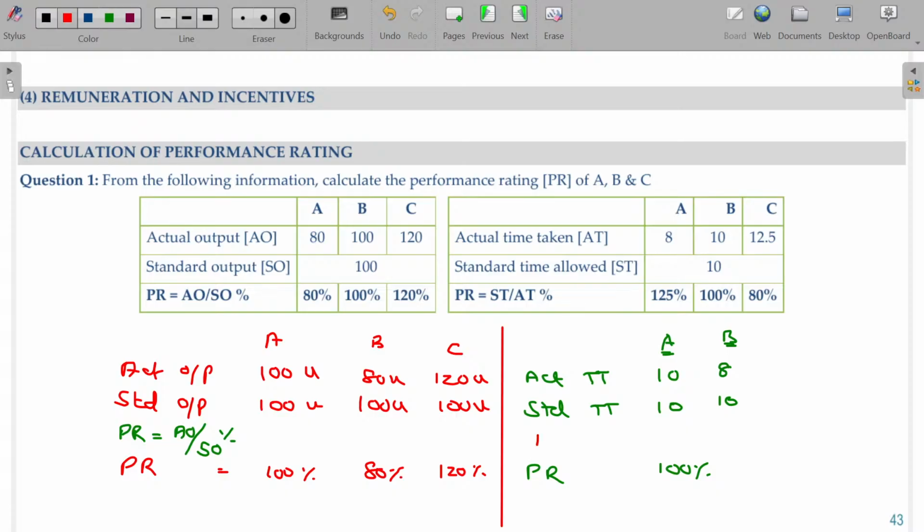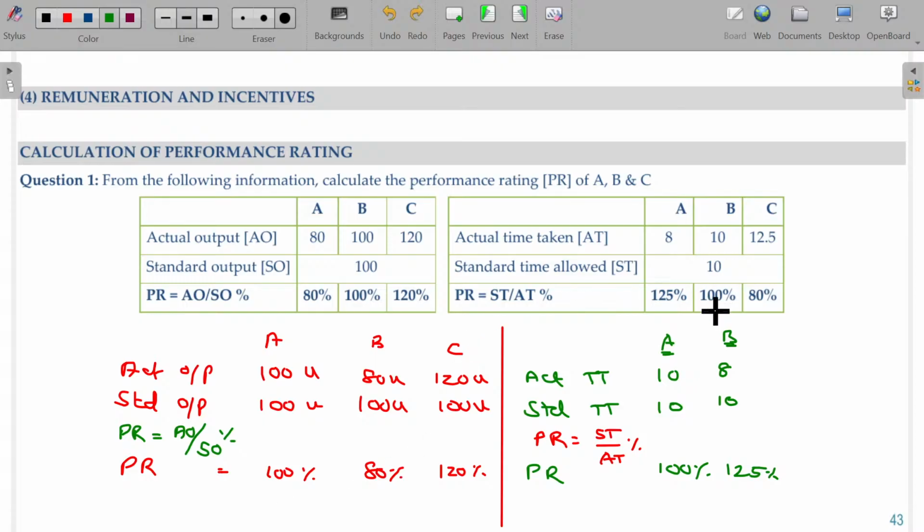So, performance rating in this case is equal to standard time divided by actual time. 10 divided by 8, come on, tell me. 125%. He consumes lesser time to do the same job. Okay. In case of output, actual should be higher to call him a good performer. In case of time consumption, lower time consumption will be better here. You understand? So the formula will be just inverse.